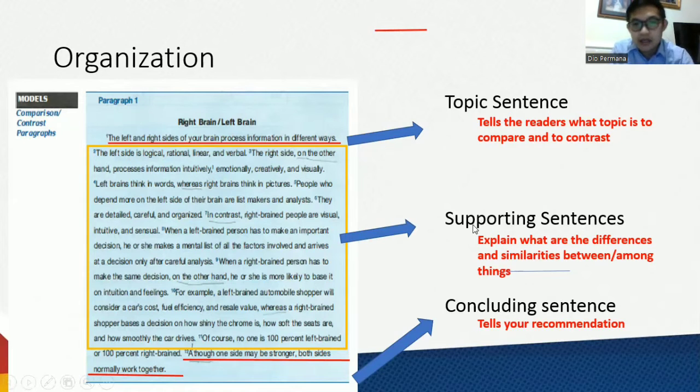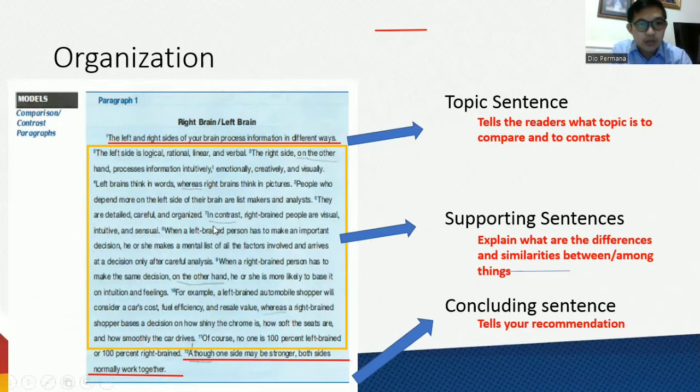And then we have supporting sentences. In supporting sentences, we explain what the differences and similarities are between or among the things. In this example text, we have a comparison between the left side of the brain and the right side of the brain. It means the author tries to make a differentiation between the function of the right side of the brain and the left side of the brain.